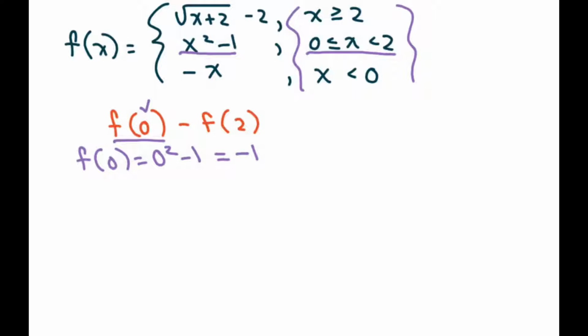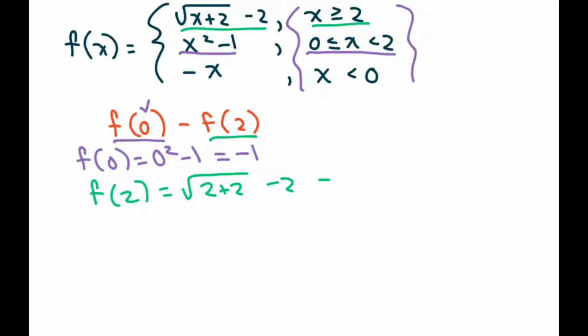Now for f of 2, the only place where 2 is in the domain is in this first piece. So we're going to plug that into f of 2, the first piece. So that's going to be the square root of 2 plus 2, minus 2, and that's going to equal the square root of 4 minus 2, which equals 2 minus 2, which equals 0.